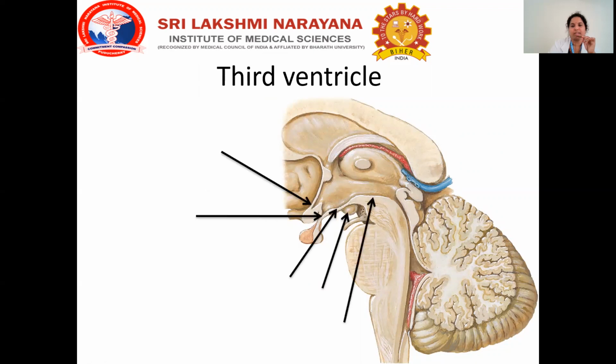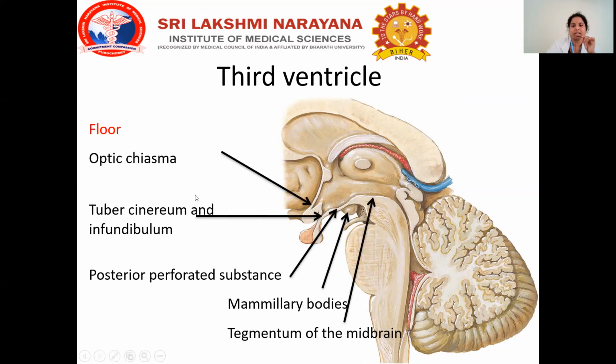Floor presents the following structures. From anterior to posterior, they are optic chiasma, tuber cinereum and infundibular stalk, which suspends the pituitary gland, posterior perforated substance, two oval swellings called mammillary bodies, and the tegmentum part of the midbrain. These structures form the floor of the third ventricle.